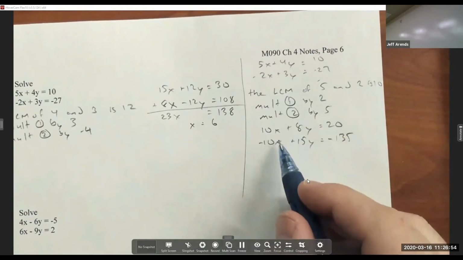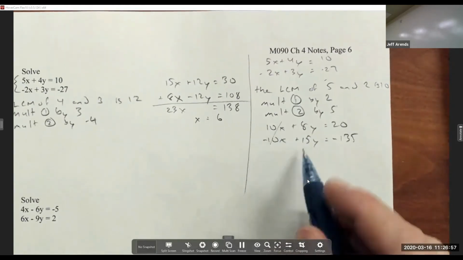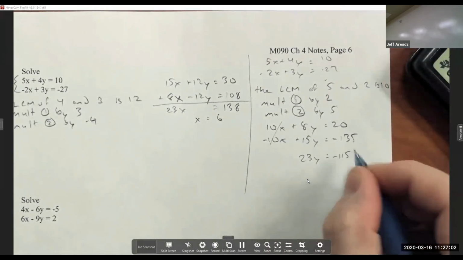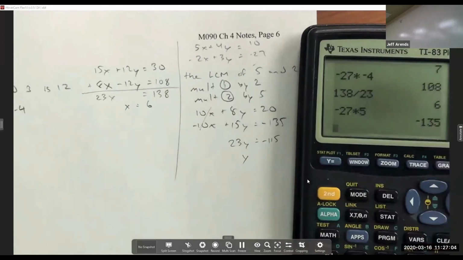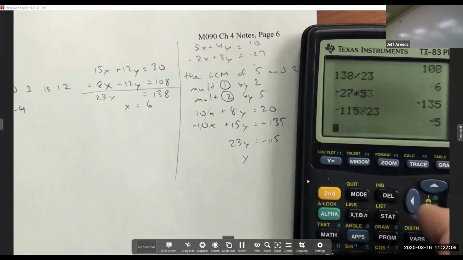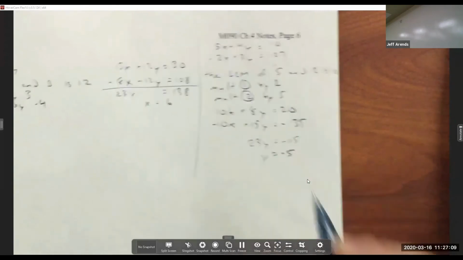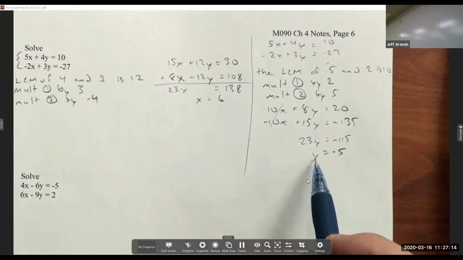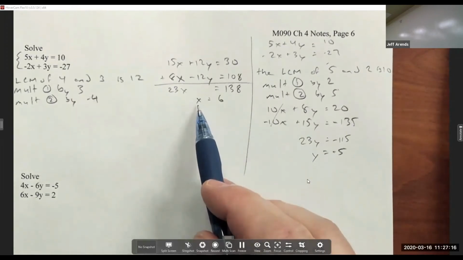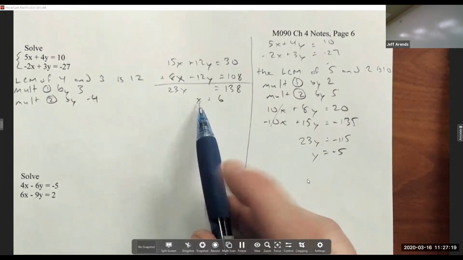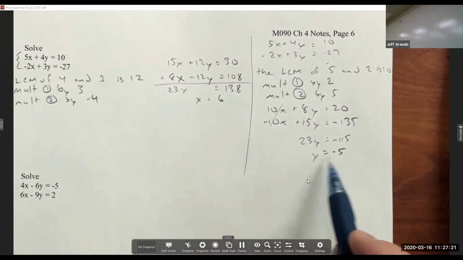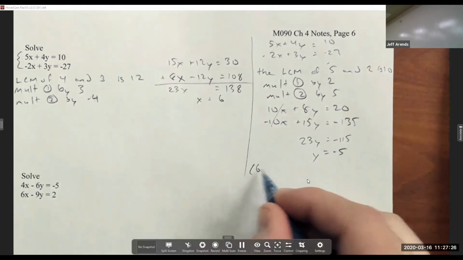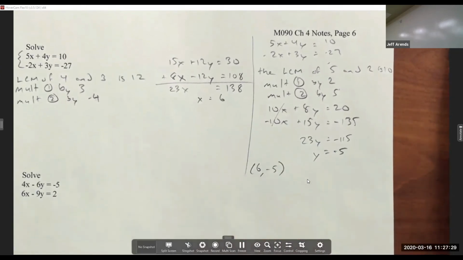Now when I add these together, the x's cancel out. I get 23y equals negative 115. And negative 115 divided by 23 gives me negative 5. Just because I started over doesn't mean that the information that I found in the first part was any less valid, though. So for the first part, I found that x is 6. For the second part, I found that y is negative 5. So in total, I found the solution to this system must be the point (6, negative 5).